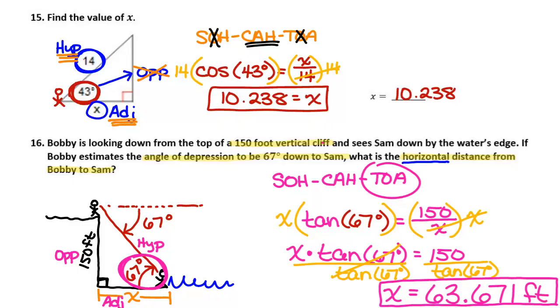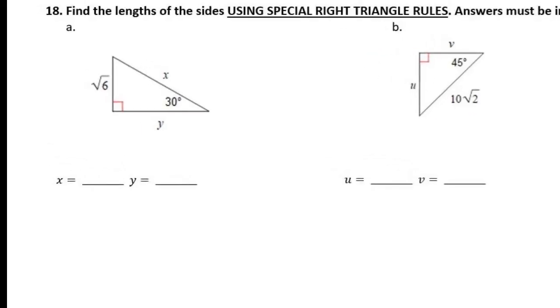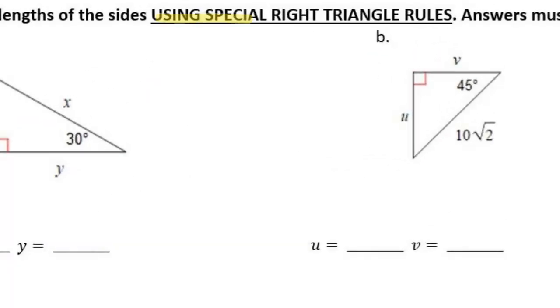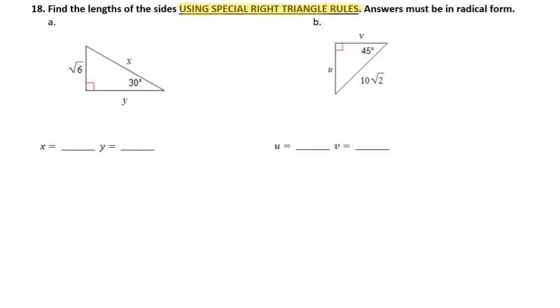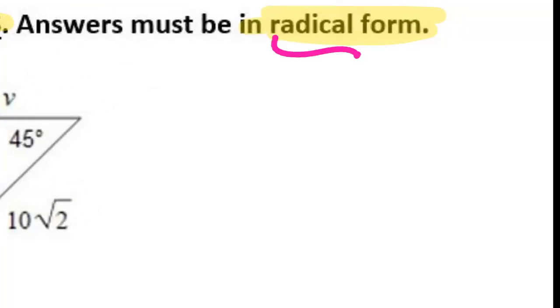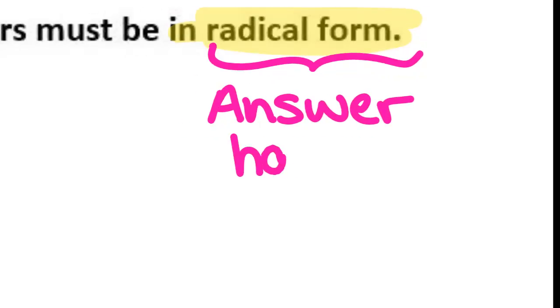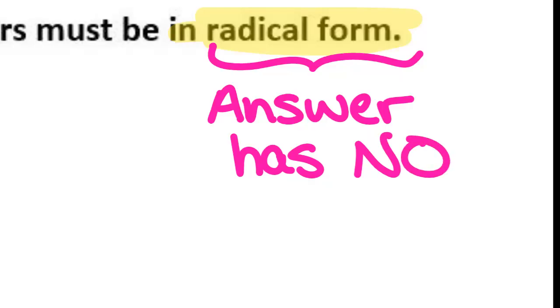Number 18? Absolutely. Let's look at number 18. That's the very last one in this section, although it's not the last problem that we can look at today. It says, using special right triangle rules, answers must be in radical form. So when it says answers must be in radical form, your answer has no decimals.